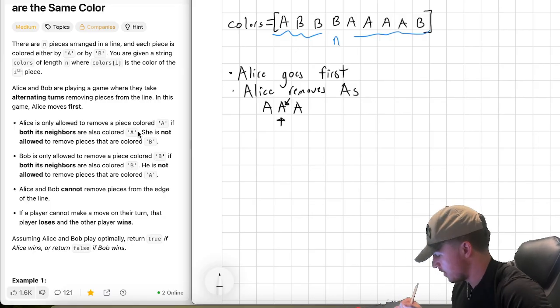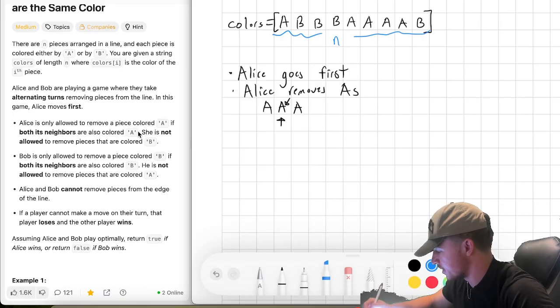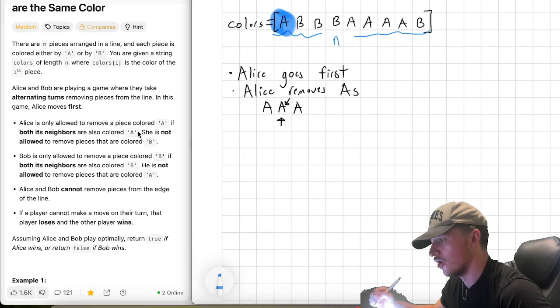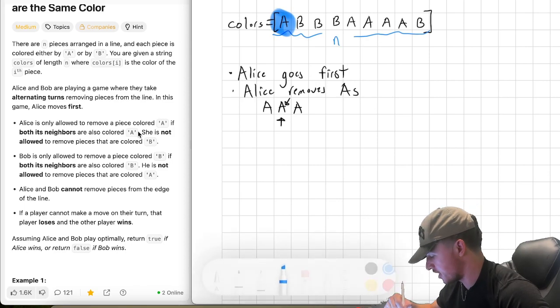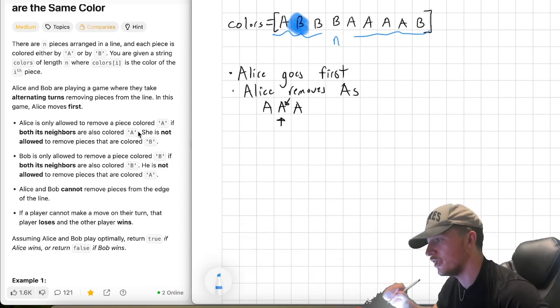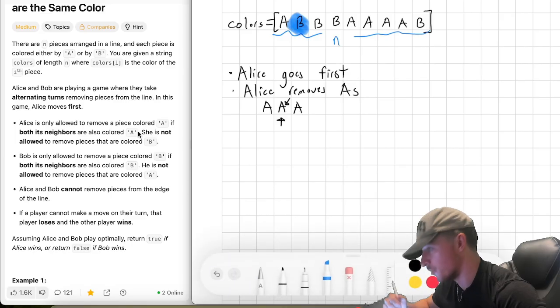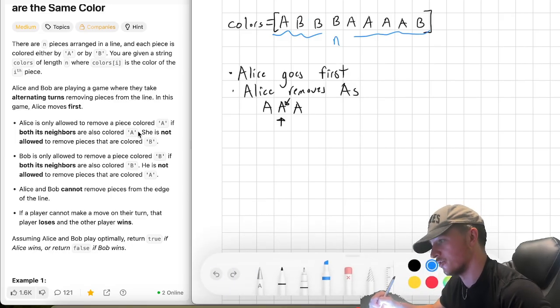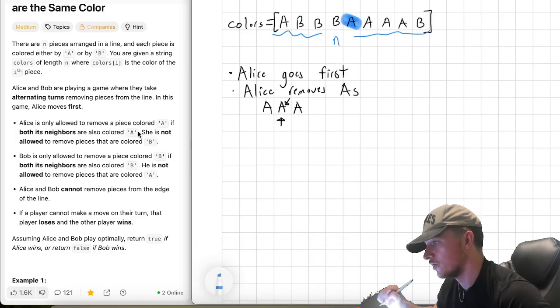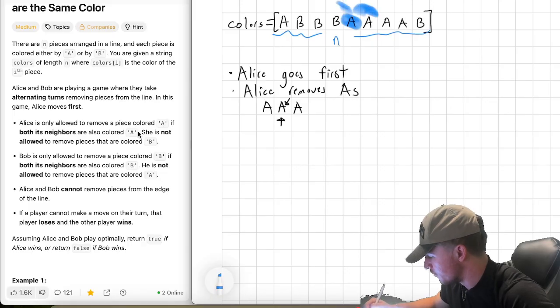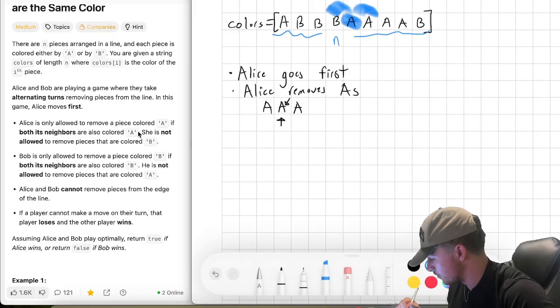Hopefully that makes sense. And within this example, we could look at each thing. We say, could Alice remove this A? Well, are both of its neighbors A? No, one neighbor is nothing and one neighbor is B, so it can't be removed. Can Alice remove this B? No, she can't remove B's because she can only remove A's. Can she remove this other B? No. This other B? No. Can she remove this A? Well, one neighbor is A, but both neighbors need to be A, so no, she can't remove this A.